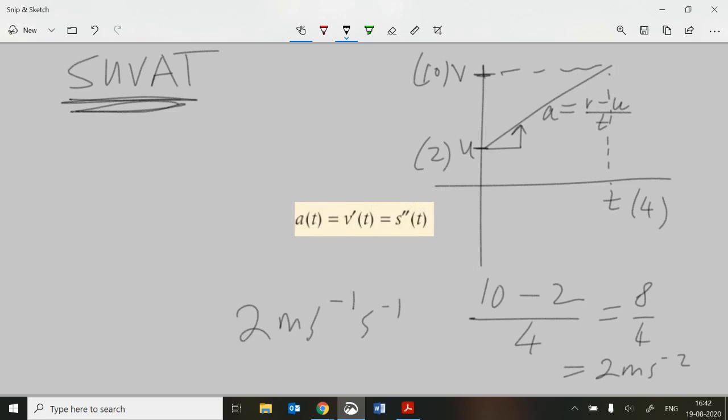You could write that out as well by saying 2 meters per second per second, which is the same as saying 2 meters per second squared, or 2 ms to the minus 2. It's all the same thing. So that would be a situation of constant acceleration here.